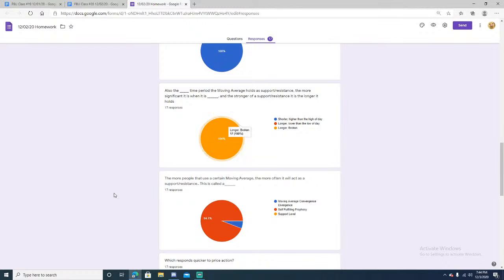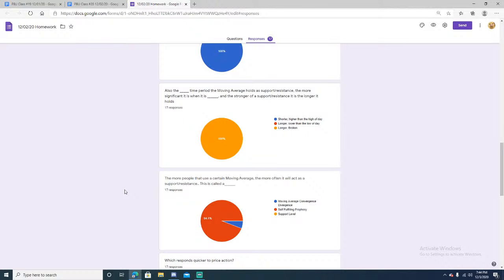So 100% of people got that correct. The more people that use a certain moving average, the more often it will act as a support or resistance, and this is called the self-fulfilling prophecy. So basically, these moving averages, if no one's using them, then they're obsolete. It only works as long as people are actually following them, because the moving averages aren't actually telling us the future.